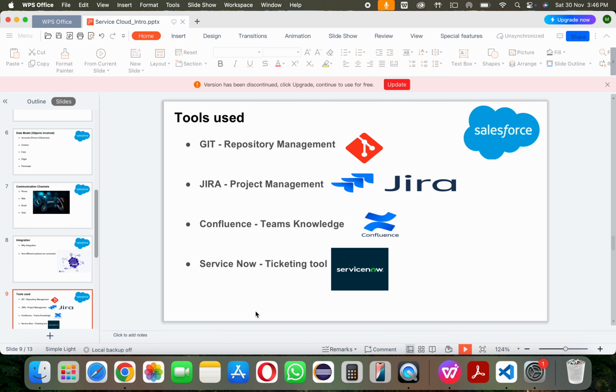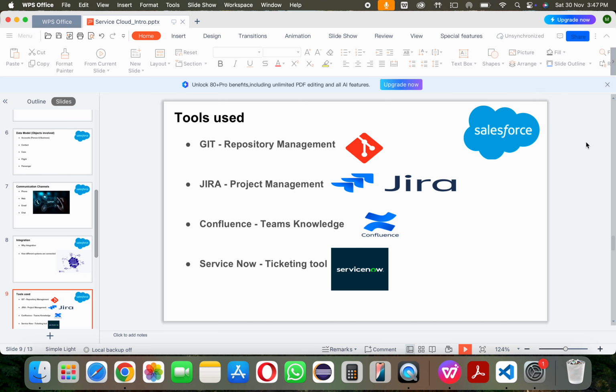Next come some of the tools that are used in a project. It's not like you'll have no tools; you'll be working with many tools. Starting with development, you'll be using Git repository management, where once you develop some code, you push that code to a repository, a common place so that everyone can retrieve it, use that code and build on top of it. That is the place where all the code goes, and through that the deployments happen to the next higher environments.